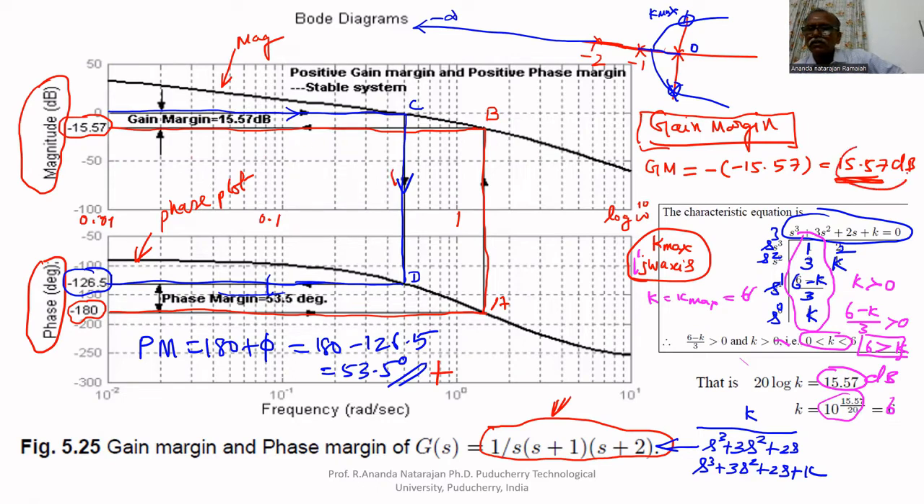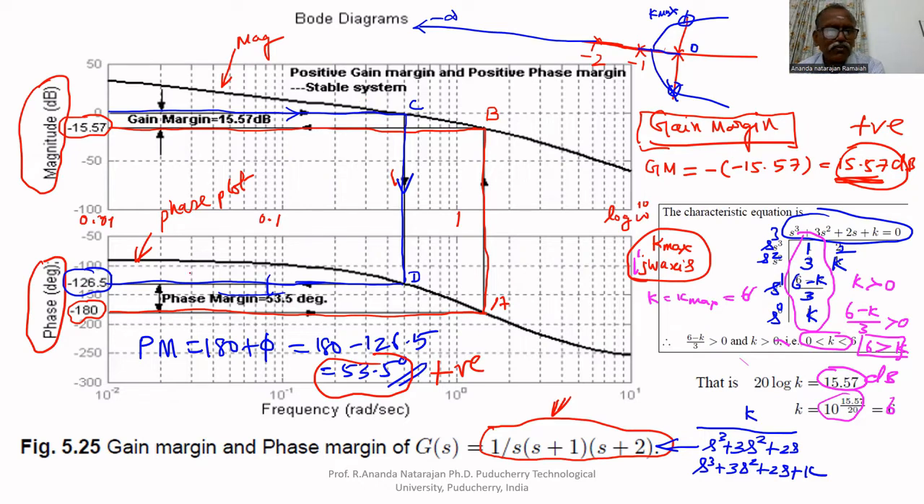Both gain margin and phase margin are positive. Gain margin is 15.57, a positive value. Phase margin is 53.5, a positive value. Therefore, the given system is stable and has a gain margin of 15.57 and a phase margin of 53.5. If any of these values are negative, the system is unstable. Already it crossed the j-omega axis. That is the meaning. If any one of these two or both are negative, the system is unstable.